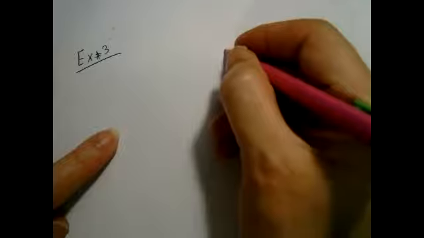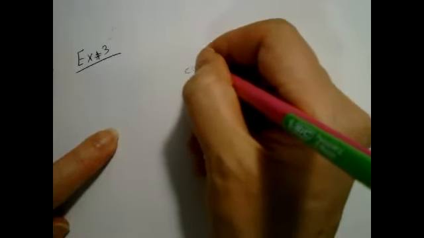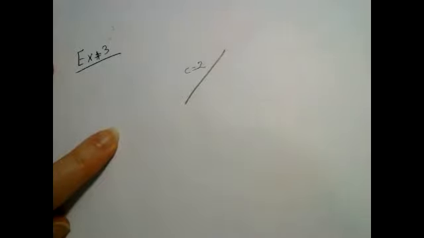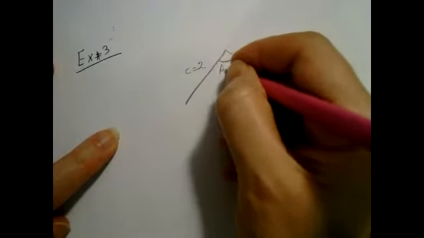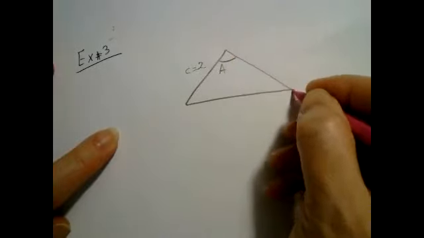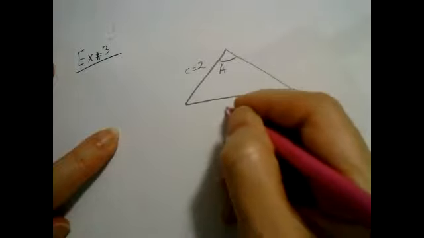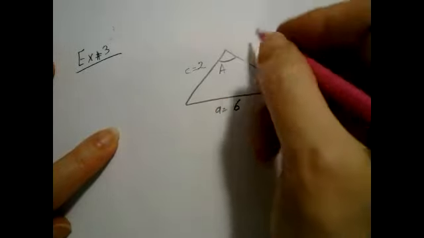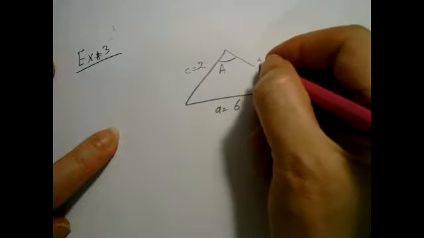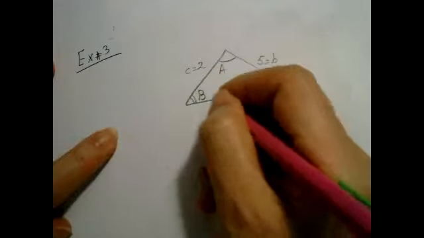So let us say I have my triangle. This is C equal to 2. That's my A. And this here says 6. And let me call it little a here. That's my angle C. And this will be 5, for example. That's my B. And this angle, I'm going to call it B.